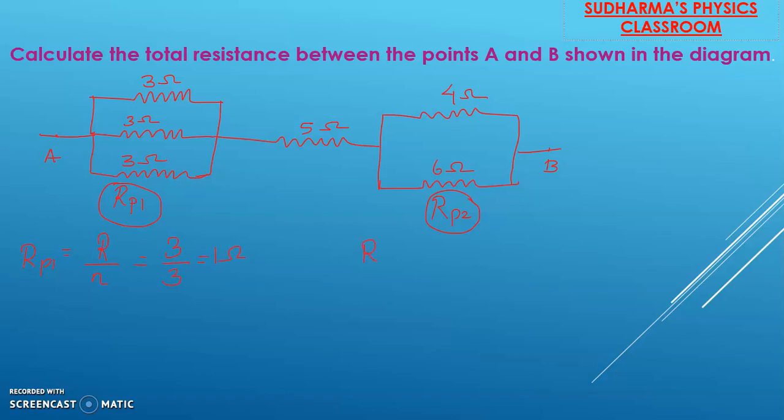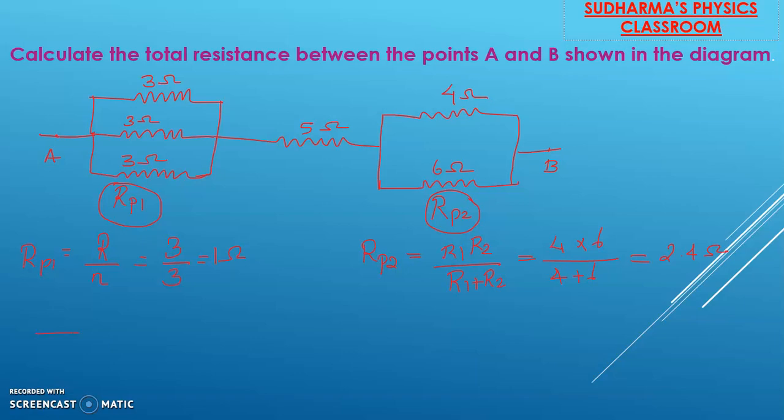Similarly, here for RP2 we have 2 different resistors, right? So we can use the formula R1 R2 divided by R1 plus R2. So R1 is 4, R2 is 6, 4 into 6 by 4 plus 6, 24 by 10. So we get 2.4 ohms. So in between we cannot forget this 5 ohm, it's there, okay.